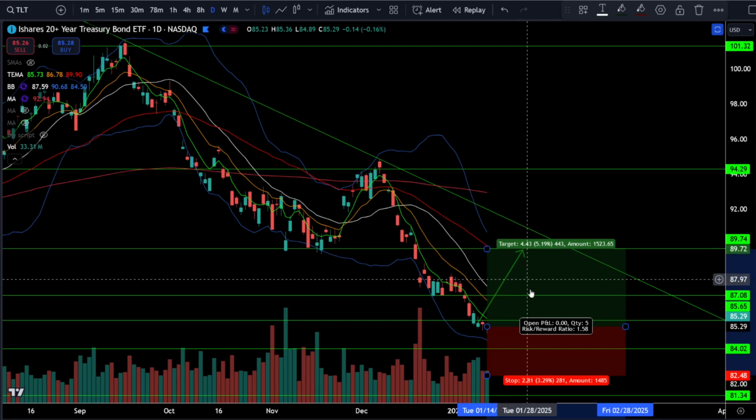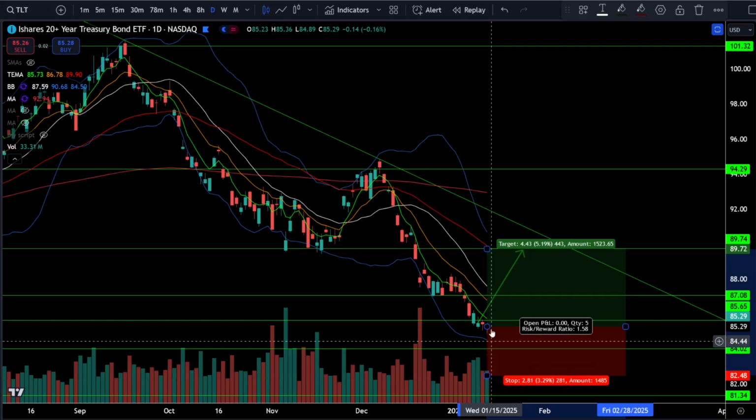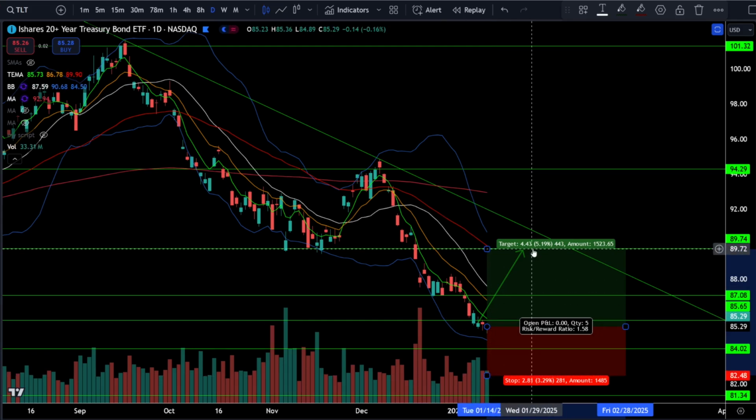So on TLT, I have the risk levels right around 85 and 84. This trade idea gives us plenty of room to still favor the support at 84 because our stop loss would be all the way down here below 82.5. The reward is a bounce towards 89 to 90. It is that simple. We'll track this over the next couple of weeks.